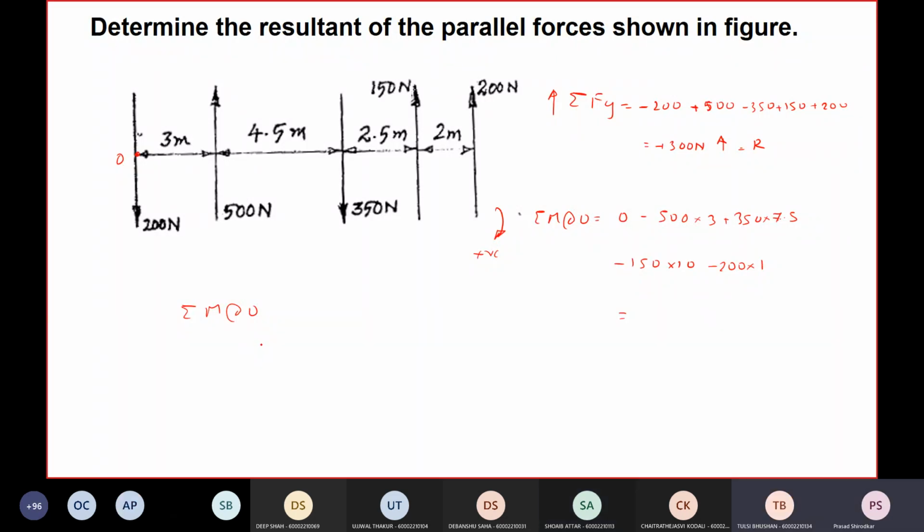So 775. Correct? No, not 775. Minus 775. No. Sir, 575 minus. Last bit minus 200 into 1 or 12, sir? Minus 2775. Correct. Minus 2775 Newton meter. So that means this resultant is 2775 Newton meter and it is in counterclockwise direction.